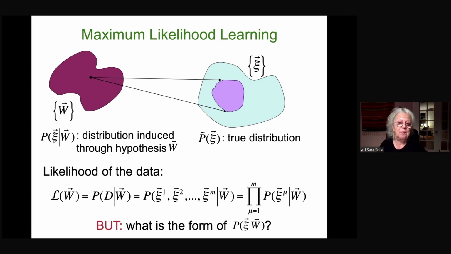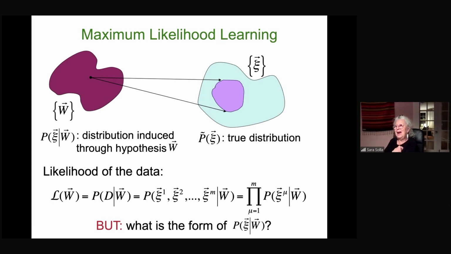If I knew the form for this P of Xi given W, I could compute the likelihood of the data given my hypothesis. I could introduce a likelihood in space W, which is the probability of the data given W, which is the probability of seeing Xi1, Xi2, ... Xi n given W. And if each one of them has been drawn independently from P tilde of Xi, that is going to be a product of the P of Xi mu given W, multiplied from mu equals 1 to n.